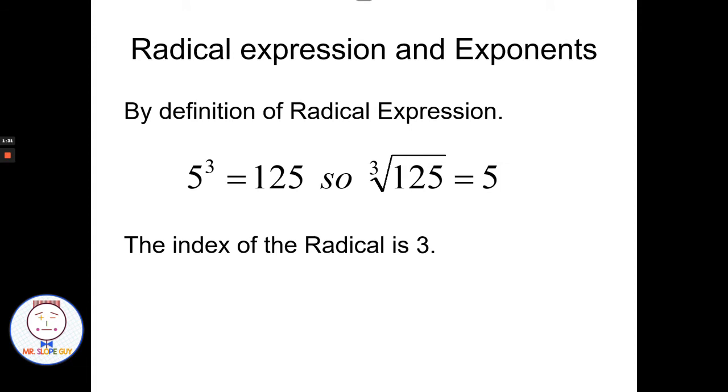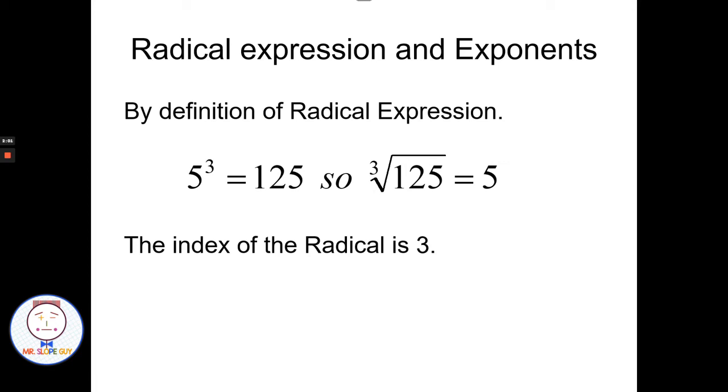Remember cube roots? So if I have 5 to the third power, that is 125, 5 times 5 times 5. So the cube root, that little 3 on the outside of the radical sign, is asking for the cube root of 125, and the cube root of 125 is 5. This 3, the index of the radical, is 3. This number on the outside of the radical sign is called the index or the root.